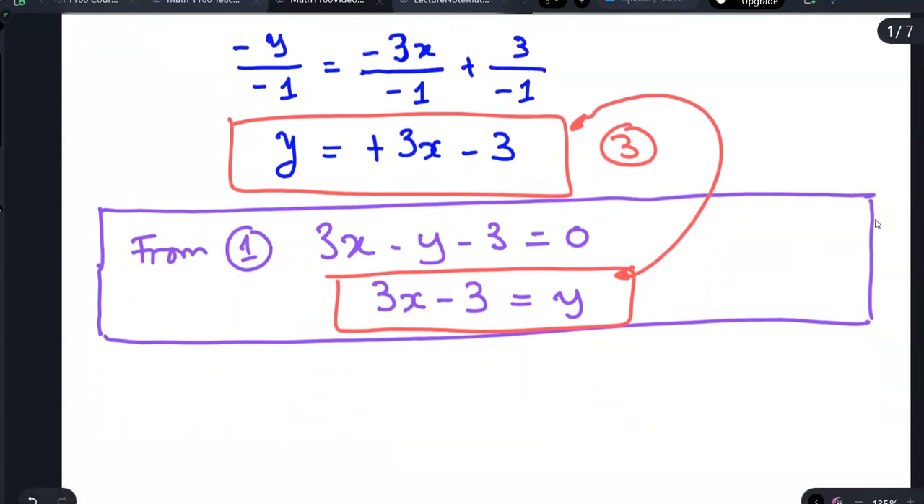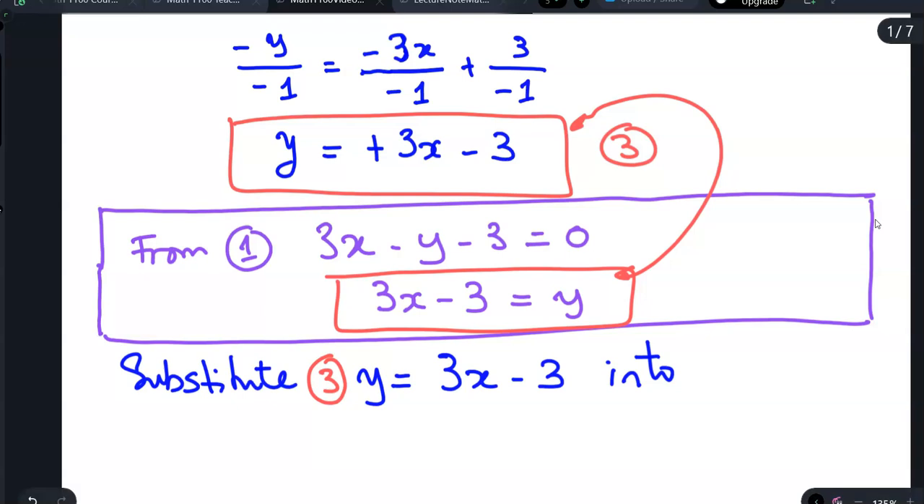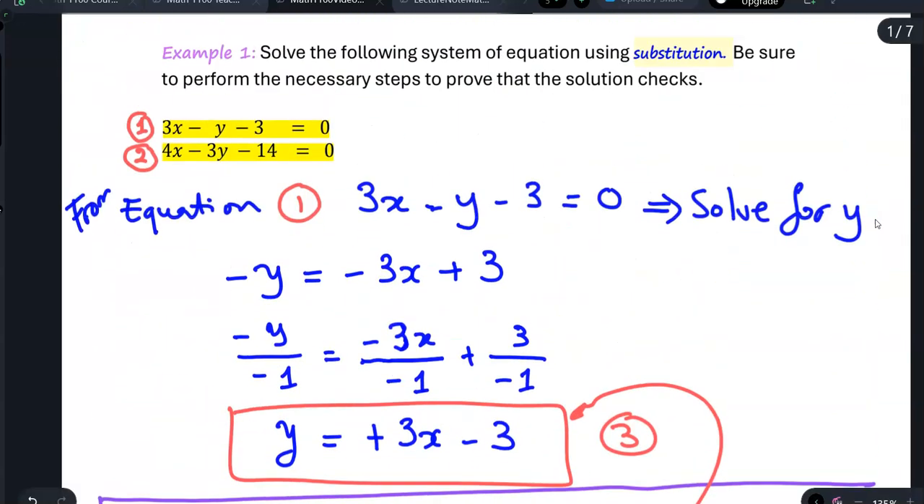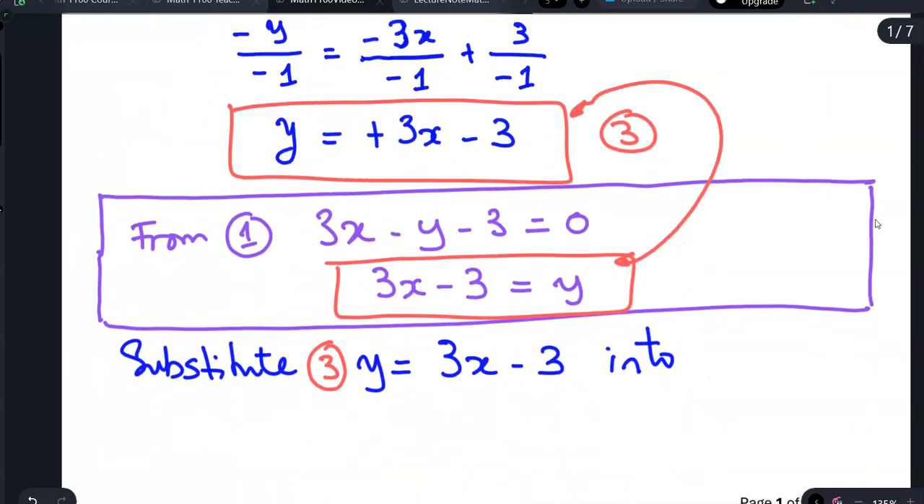Alright, so the next step is I'm going to substitute y, this entire equation, equal to 3x minus 3, into, that means I substitute equation 3 into my equation number 2.